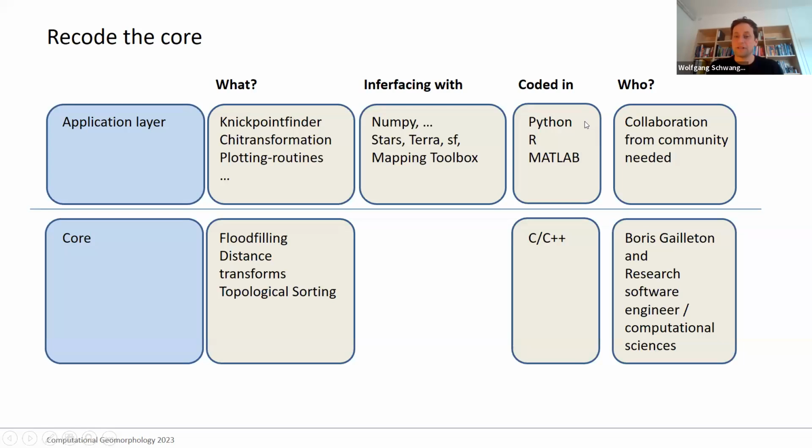However, what would be nice is to apply that core also in other programming languages and to create bindings in Python and in R. For example, interfacing with NumPy; in R, you could use stars, terra, or sf; in MATLAB, it's the Mapping Toolbox. Then also implement tools like the knickpoint finder, chi-transformation, and any plotting routines in these respective programming languages. And that is something that we can't do on our own. Here, collaboration with the community is needed. And so our aim is to activate this community, who is actually you.